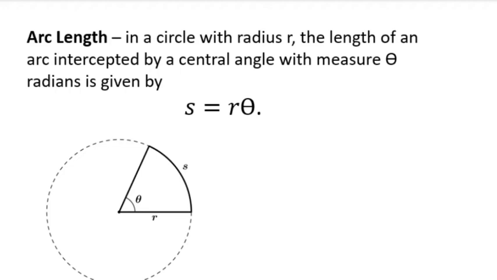So this theta represents the angle measurement. Okay. So in terms of radian, we always look for the radian. Okay, if we have a degree measurement given, you need to convert it into a radian measure. Now, to find the arc length, we're gonna use this formula S is equal to R theta.